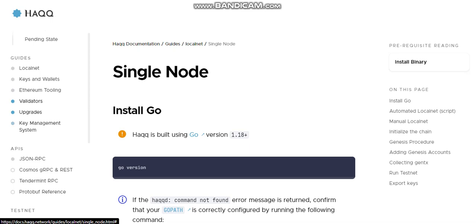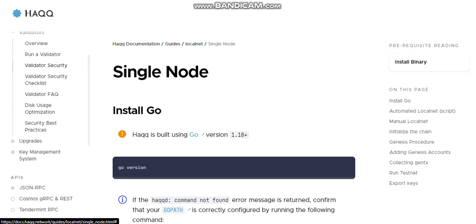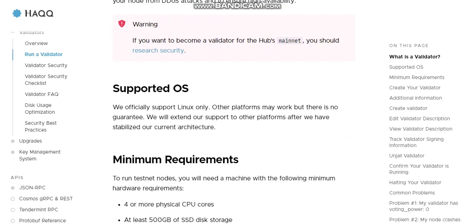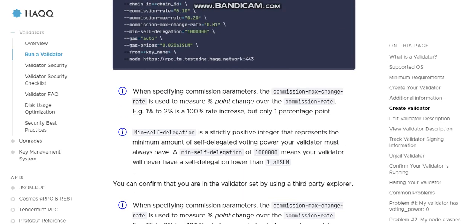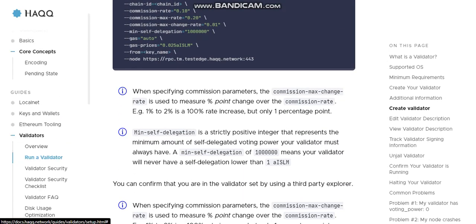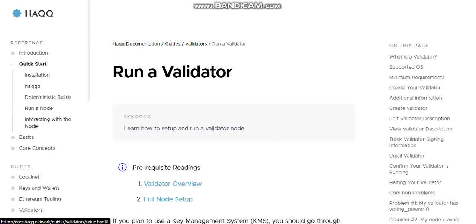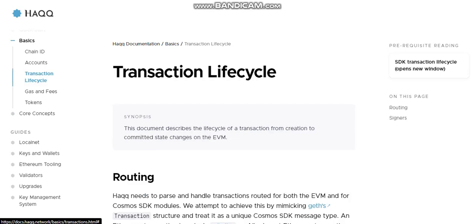Fast transaction finality. Haqq provides fast transaction finality, which means that once a transaction is included in a block, it cannot be reversed. This makes it ideal for applications that require quick confirmation of transactions, such as payment systems and financial applications.